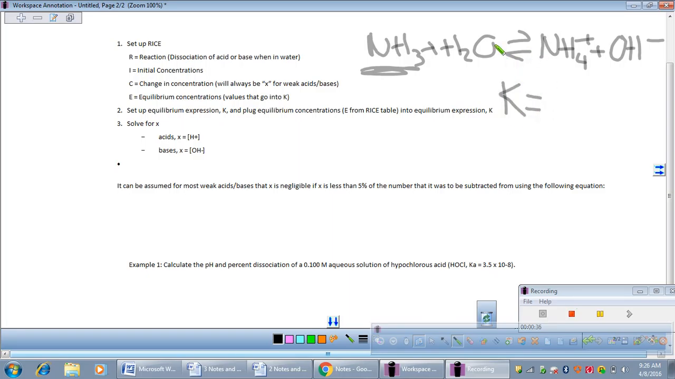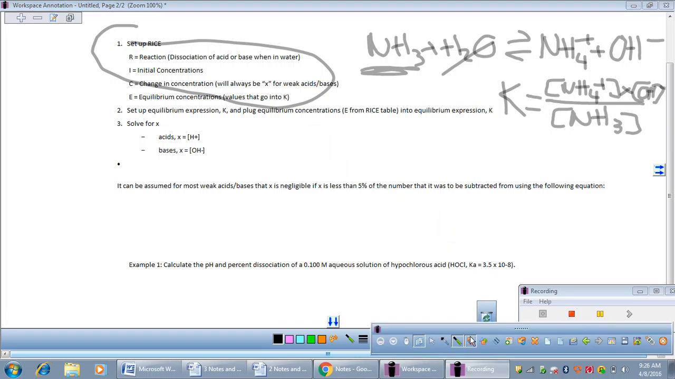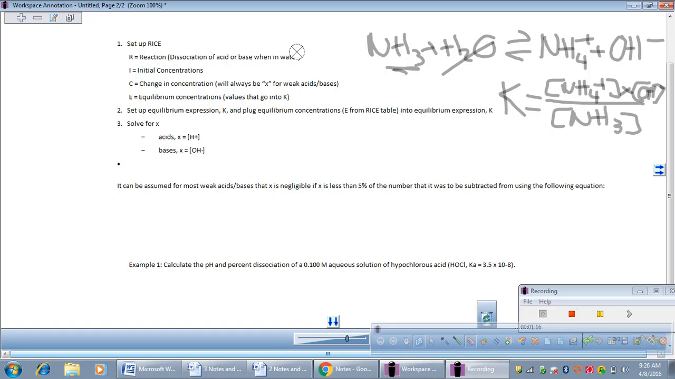Remember, for your K, you're not going to use your liquid. So the K is going to be your NH4 plus times OH minus divided by your weak base. So really it is the dissociation, the two ions' concentrations multiplied, divided by the concentration of the weak acid or base. And we are going to need to use a RICE setup because we are talking about things in equilibrium. And when you put in a weak acid or base concentration, its initial concentration is not the same as the equilibrium concentration of either the OH or the H plus.